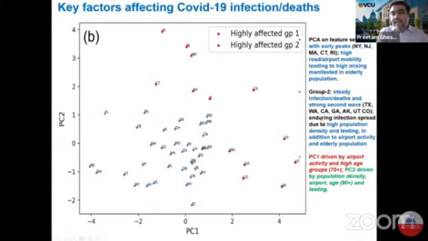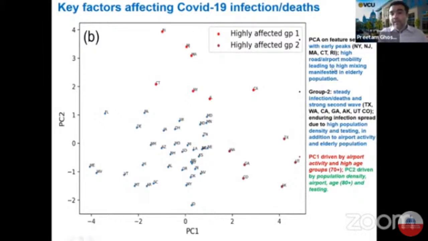So these states are these purple ones, the highly affected group 2 ones, and they fell in a different cluster. So these types of data-driven analysis now make sense because these results are kind of validated results, because that's what we saw in the United States.